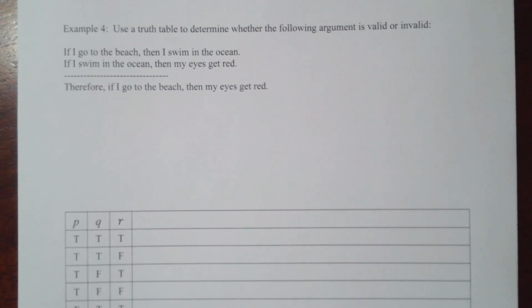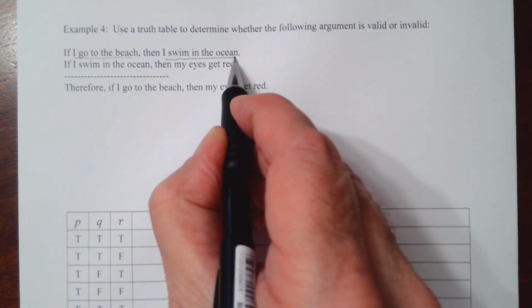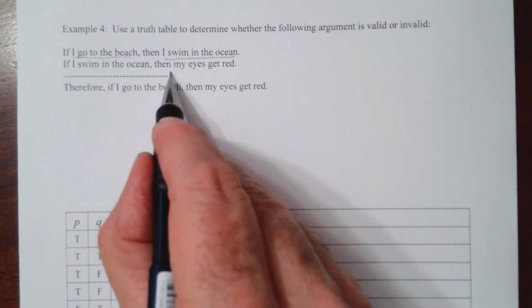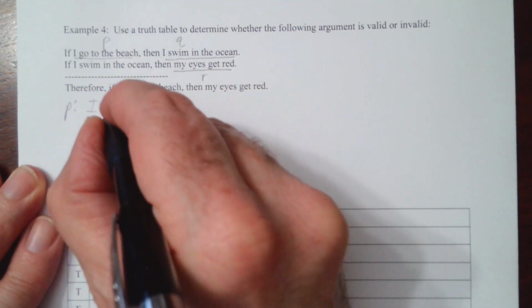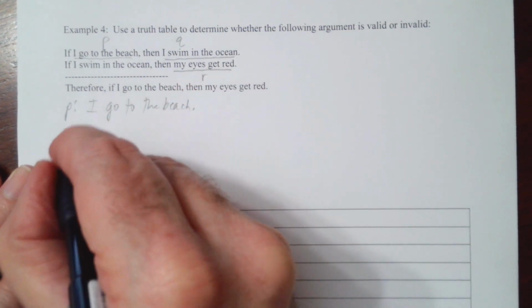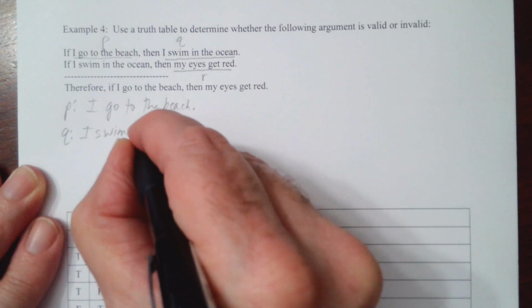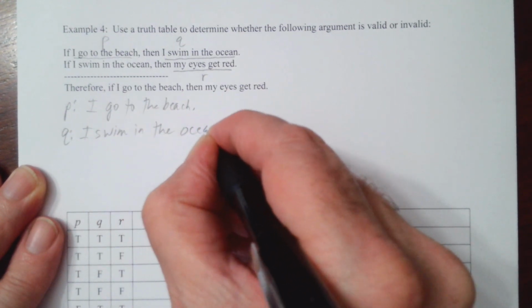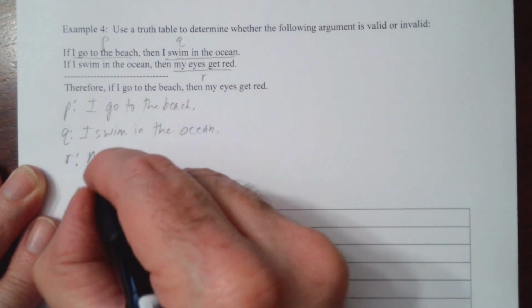Now you'll notice this one, first of all, you're going to have 3 statements. I go to the beach. I swim in the ocean. Here's another, I swim in the ocean. My eyes get red. So there's my P, my Q, and my R. So P, I go to the beach. Q, I swim in the ocean. And then R, my eyes get red.